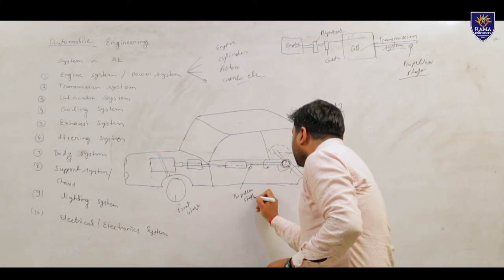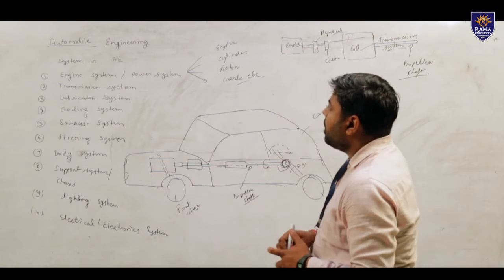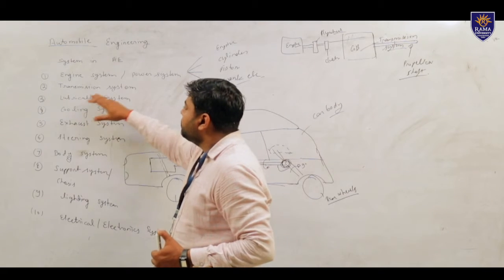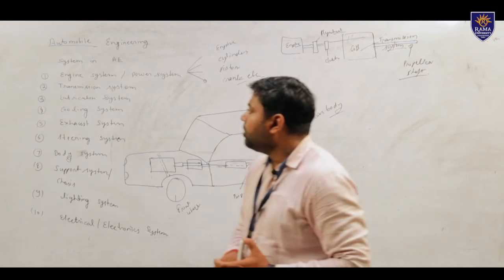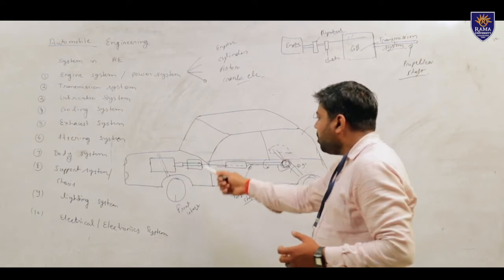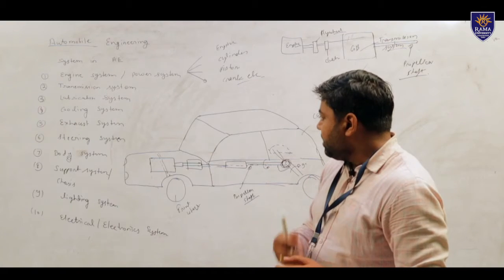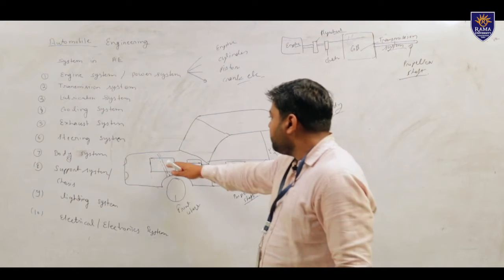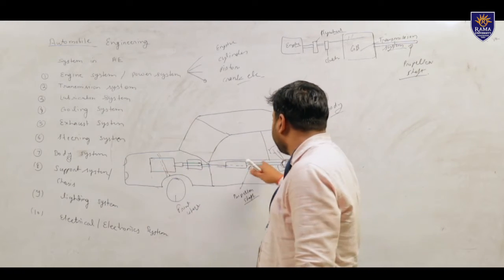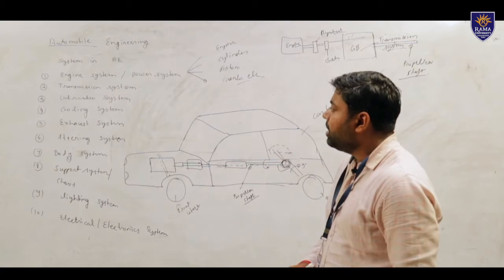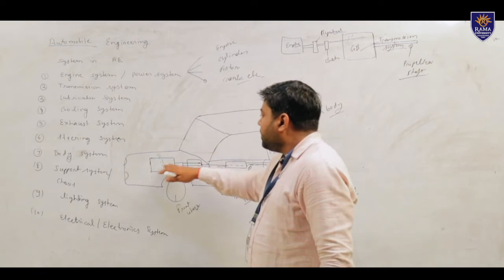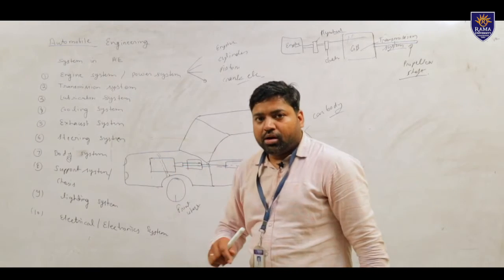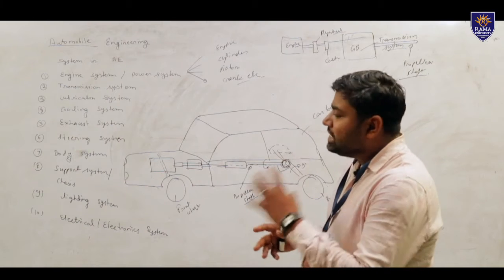Okay, so this is the transmission system. After that, the lubrication system. The lubrication system is an important thing because all these parts are moving. The engine is moving, the propeller shaft is moving, there are gears in the gearbox, the gearbox is moving, and there are different types of moving parts. So these need lubrication.